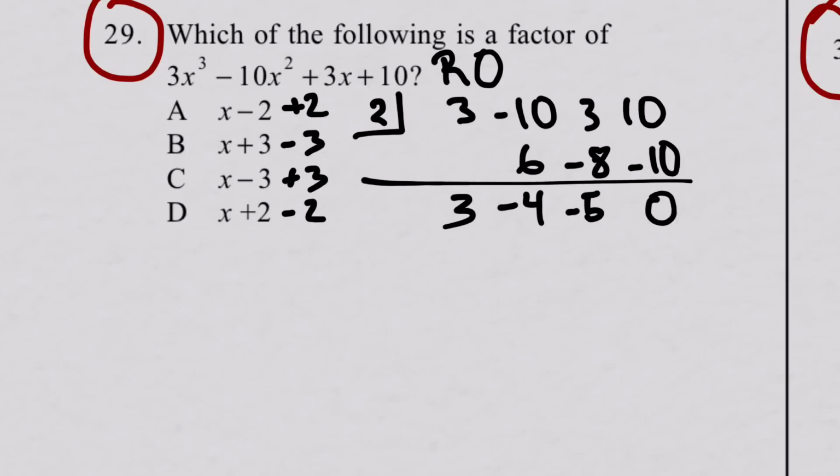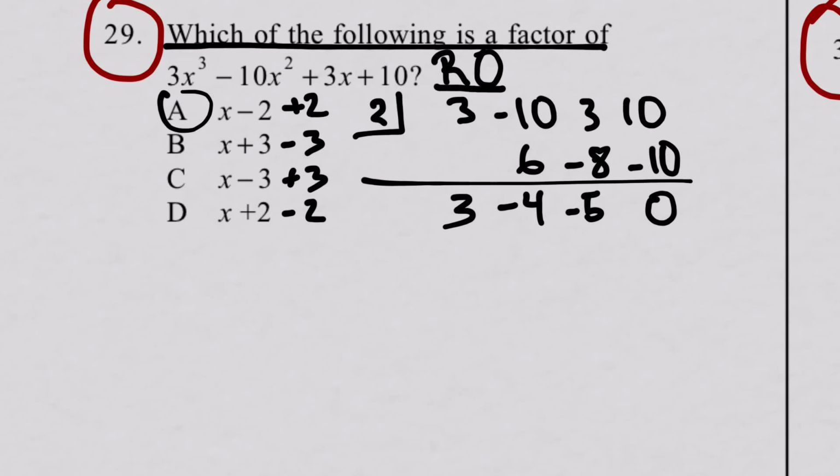There it is. A. Now this is a multiple choice question, not a multiple response question, so I'm done. If it was a multiple response question, you would have to continue checking each one to make sure that they're not actually solutions as well. Okay, so once again, what does it mean when it says which of the following is a factor? What it really means is, when we divide by these, do we get a remainder of 0? That's what it means to be a factor.